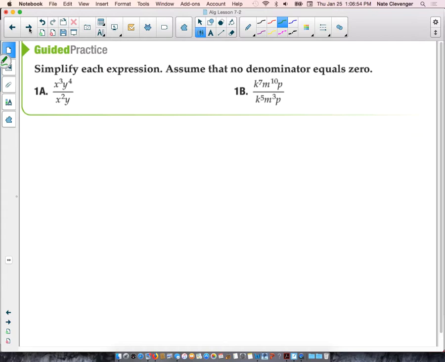Okay, so try to simplify these two real quick. Shouldn't take much.